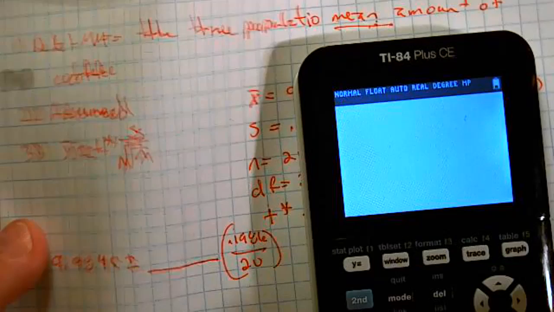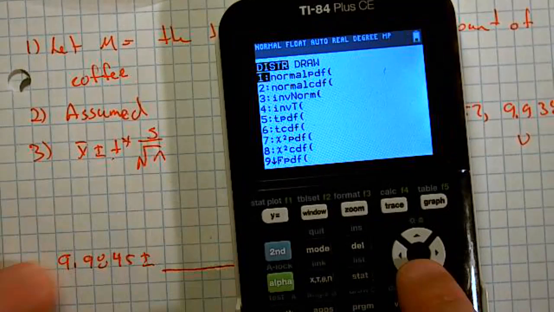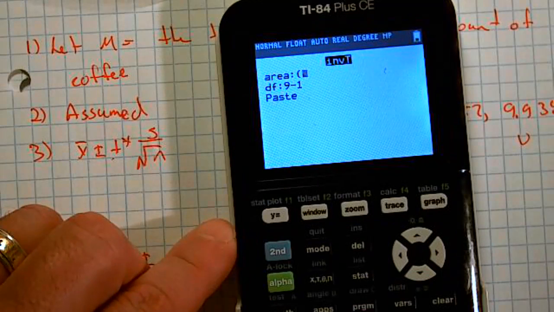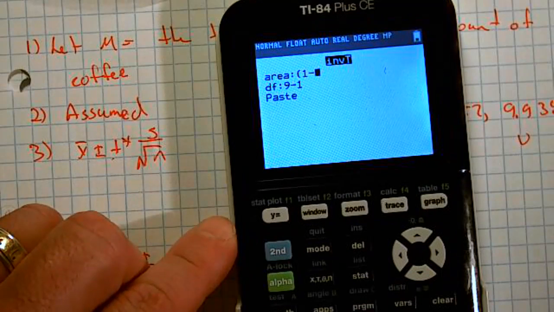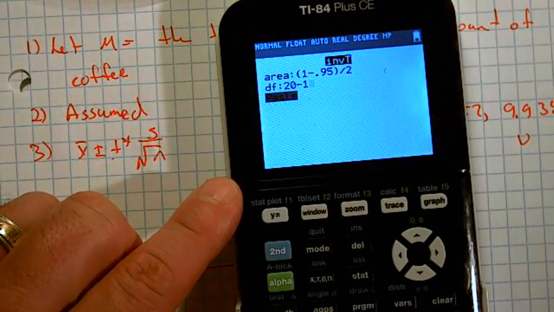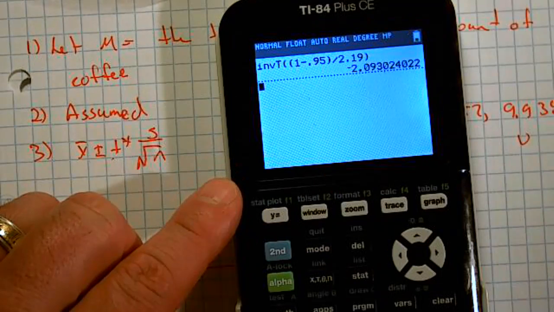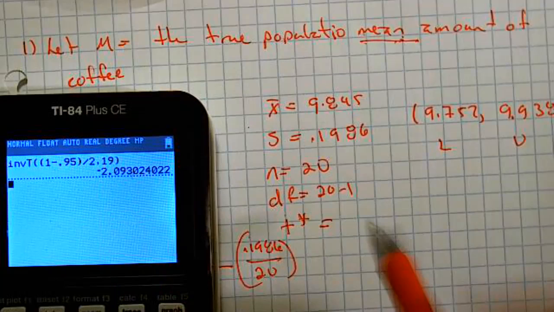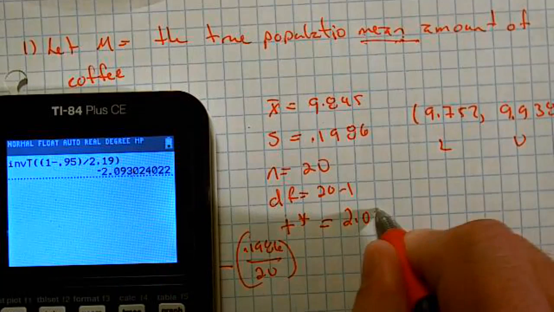Well, I'm going to go to my calculator, clear the screen, and go second vars, inverse T. And my area is going to be parenthesis 1 minus, well, my confidence level was 0.95, 1 minus 0.95, close parenthesis, divided by 2. And degrees of freedom, well, my sample size was 20, so 20 minus 1. And that's just the same as 19. So if I wanted to, I could just type 19 there, and that'll work just as well. My degrees of freedom are 19. And I get T star, and always make your T star a positive. So this is going to be a positive 2.093.